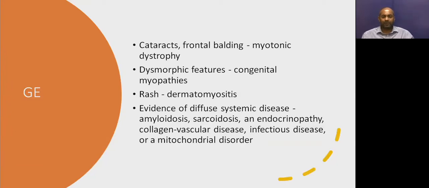Then examination. Examination is also important, so we have to have a good general examination. We have to look for cataracts or any frontal balding, which can be seen in myotonic dystrophy. Whether any dysmorphic features are there, like in congenital myopathies. Is the patient having any rash, as in dermatomyositis? You might be familiar with the rashes in various inflammatory myopathies. Then, is there any evidence of any diffuse systemic disease like amyloid, sarcoid, etc.?